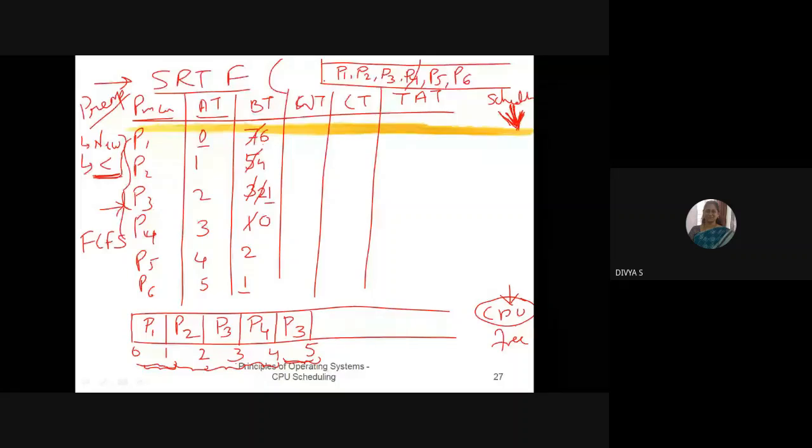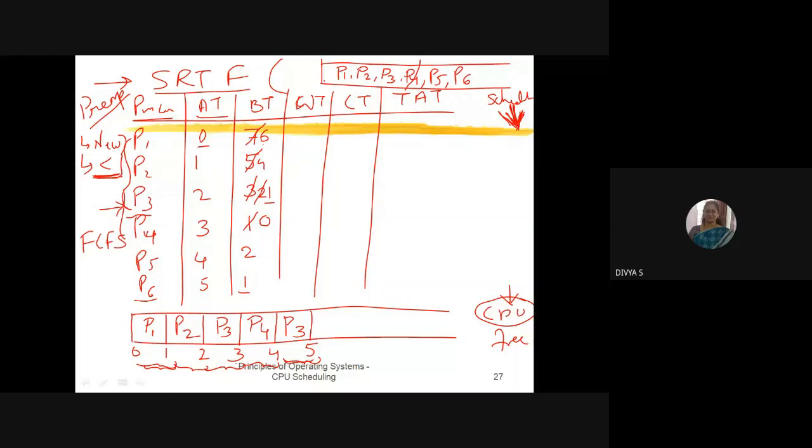Ravi, your mic on. Yes, ma'am. Just tell me, simple question, simple answer. P3, P6. Okay, two processes are there, and their burst times are 1 and 1. Same burst times. Now will the scheduler program allocate the P3 process to the CPU, or the P6 process?